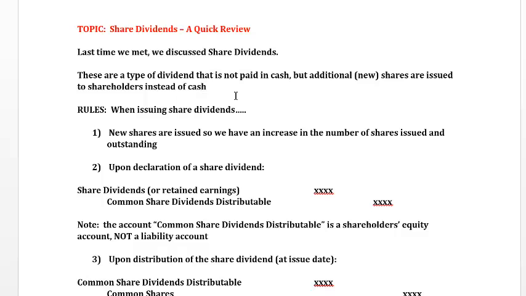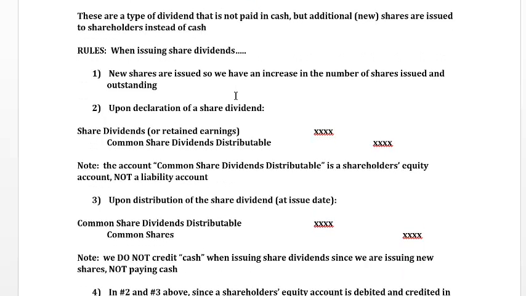So we talked in class about what the journal entry would look like when we are issuing a share dividend at a date different than the declaration date. So new shares are going to be issued. So we're going to increase the number of shares that are issued and outstanding when we issue the share dividend.